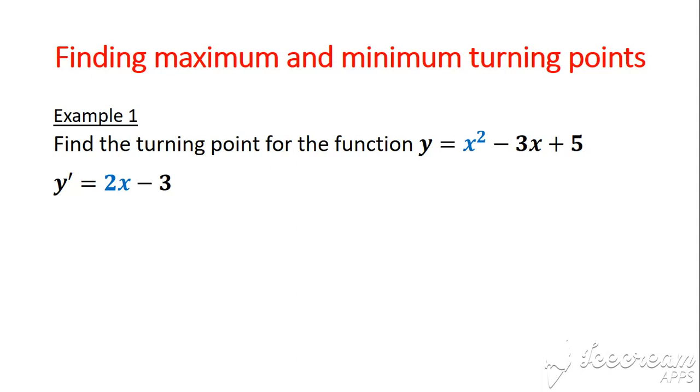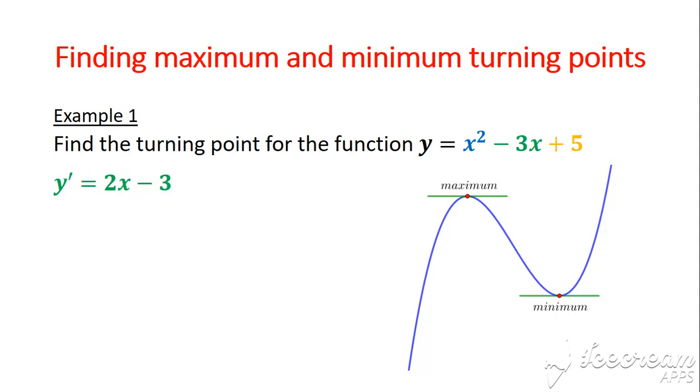Right, let's differentiate the function and get the gradient rule. So x squared differentiates to 2x, minus 3x differentiates to minus 3, and plus 5 differentiates to 0, which I'm not going to write. So this is our gradient rule. Now, we just talked about maximum and minimum turning points having a 0 gradient. So we're going to take the gradient rule, 2x minus 3, and put it equal to 0. That's important. To find a maximum or a minimum, put the gradient rule equal to 0.